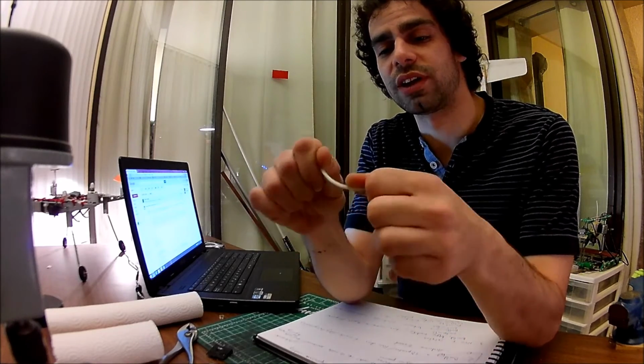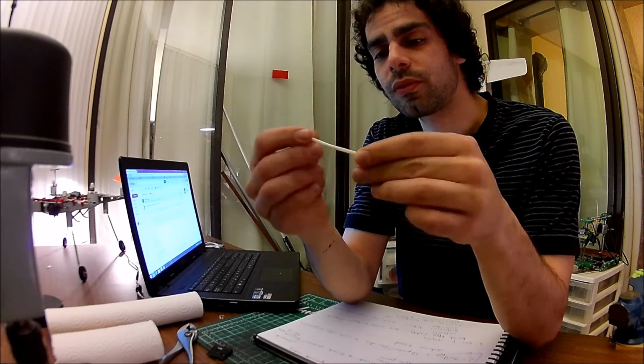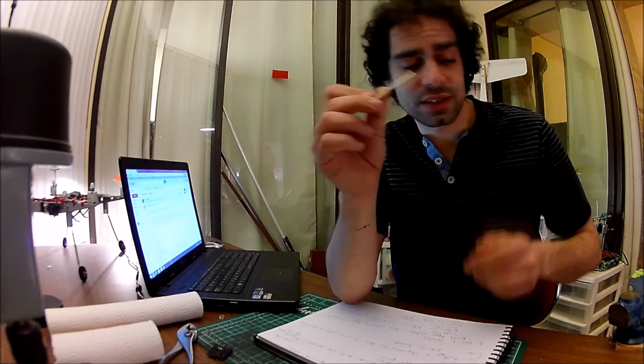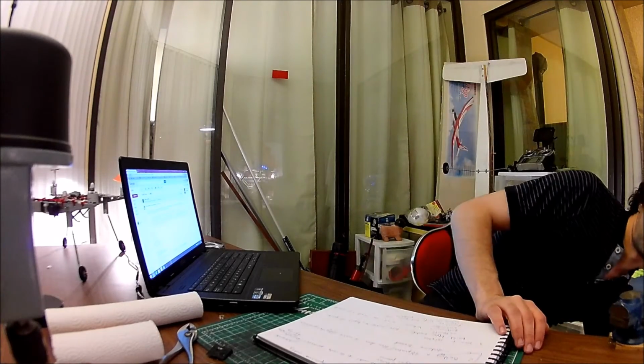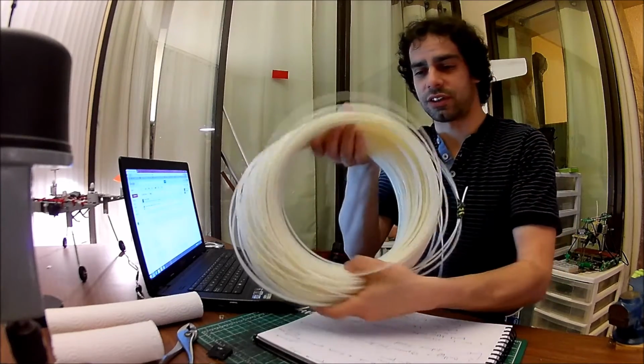If this was PLA, it would break. PLA is a little bit more brittle, and the plastic typically comes in either coils or it comes in spools. The coils look like this.